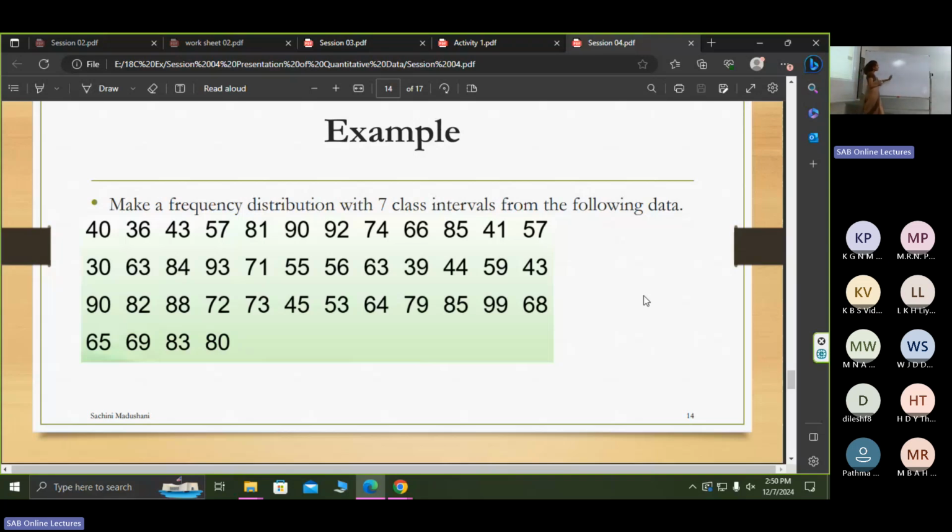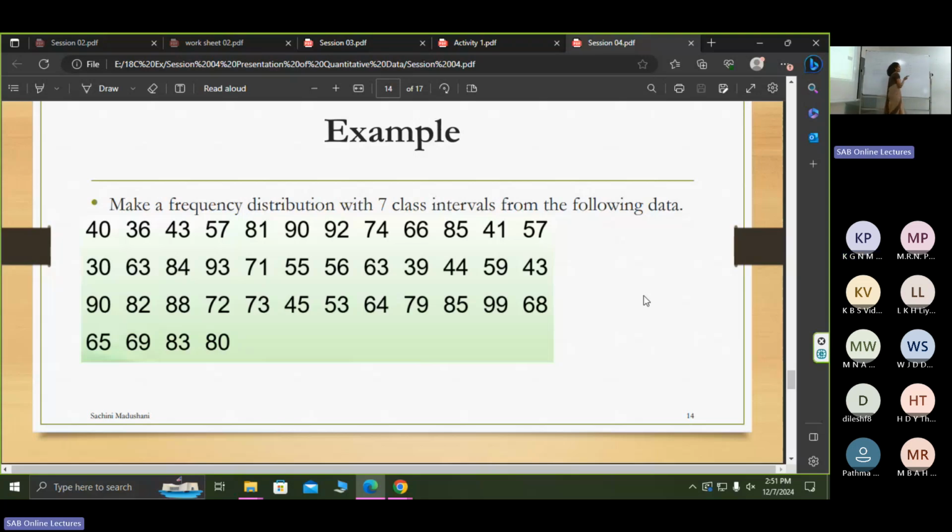Then using this information we can find out what the class intervals are. The lowest value is 30, so we start from 30. Class size is 10. What is the end point here? 39. Why? Starting from 30, 31, 32, 33, 34, 35, 36, 37, 38, 39. Understood? The class interval size is 10. The next one starts from 40, 49, 50, 59, 60, 69, 70, 79, 80, 89, 90, 99. How many class intervals come? 7.